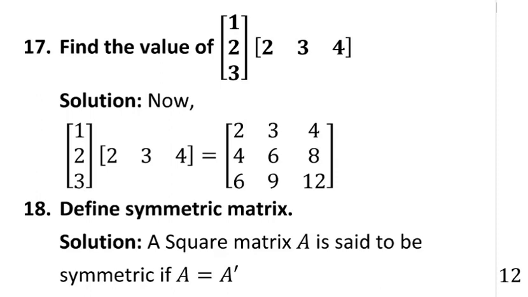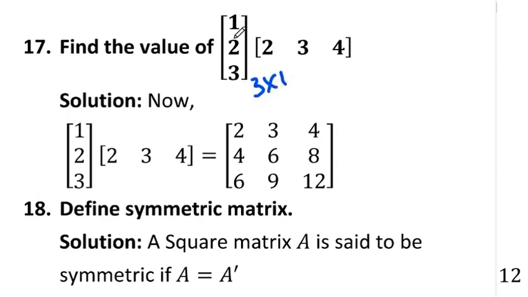Now see the question. This is the product of two matrices. Find the value of 1, 2, 3 into 2, 3, 4. You know how to find the order of the product of two matrices. This is a very simple question, but it is very important also. First you have to decide what is the order of the product. And this matrix is of order 3 cross 1 because there are 3 rows and 1 column.